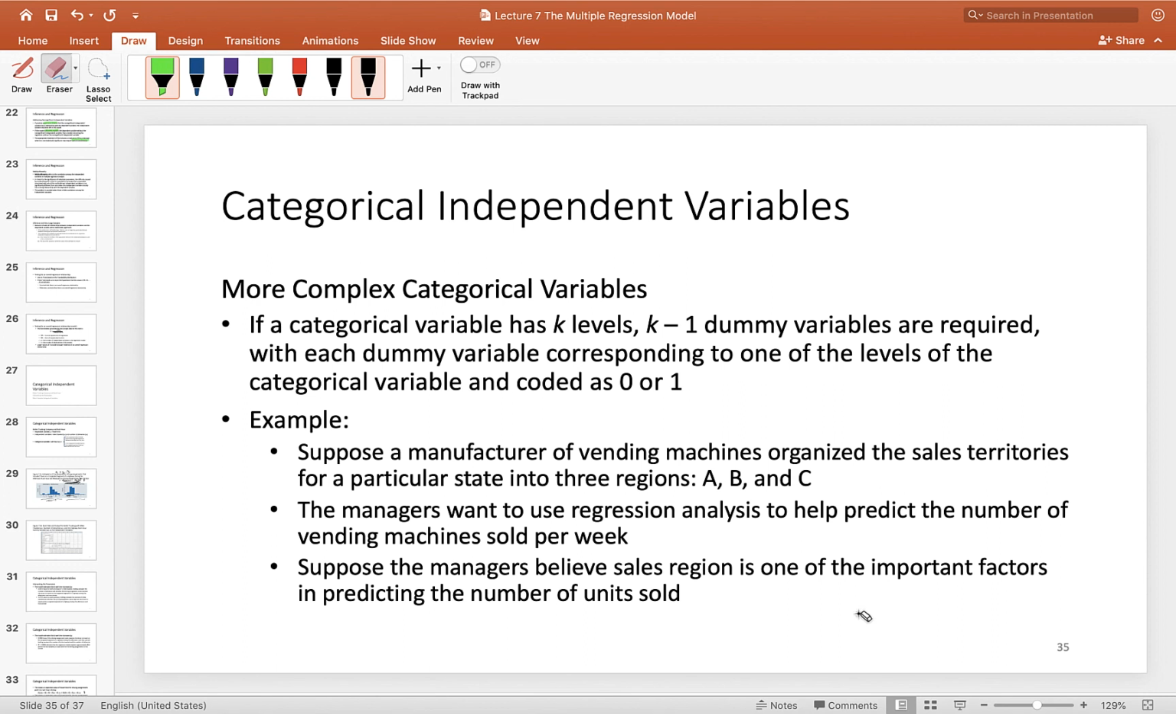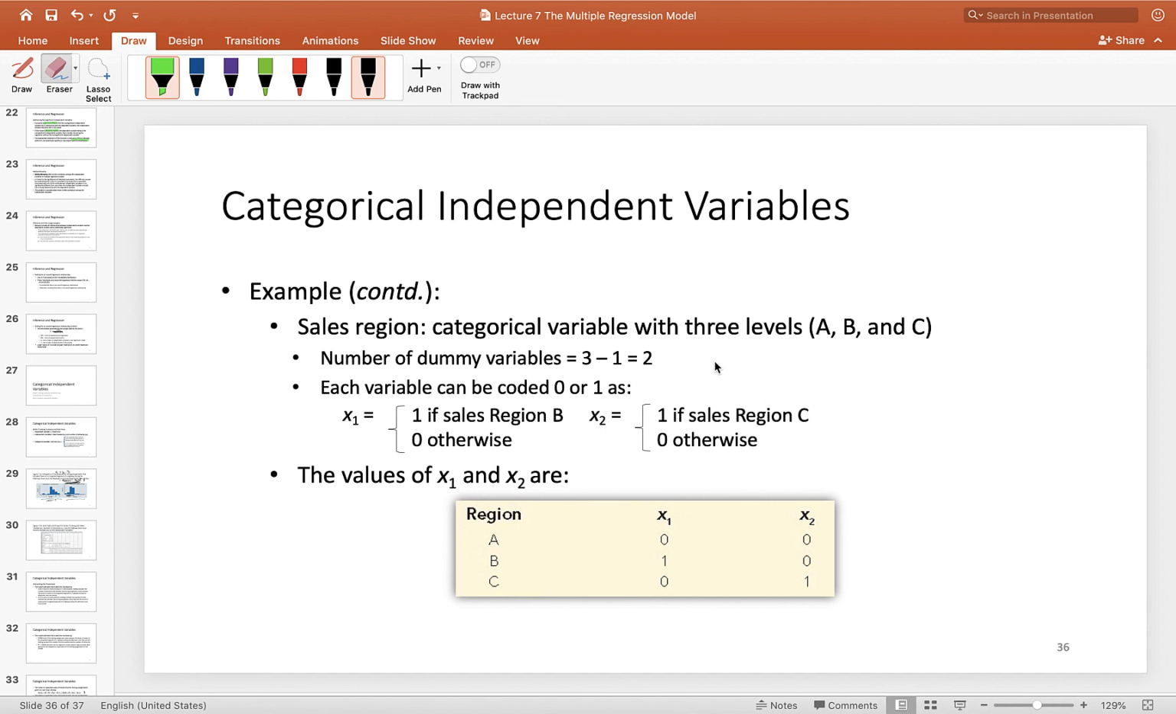How many dummy variables would I have to add in to cope with these 3 different regions? Well, remember, 3 different regions, k equals 3, and the rule is k minus 1 dummy variables need to be added, so 3 minus 1 is 2. That seems a bit strange, but it's correct. The 2 dummy variables we're going to add in are x1 and x2. So how's that going to work? Well, x1 will be given the value 1 if you're in sales region B, and 0 otherwise. x2 will be given the value 1 if you're in sales region C, or 0 otherwise.